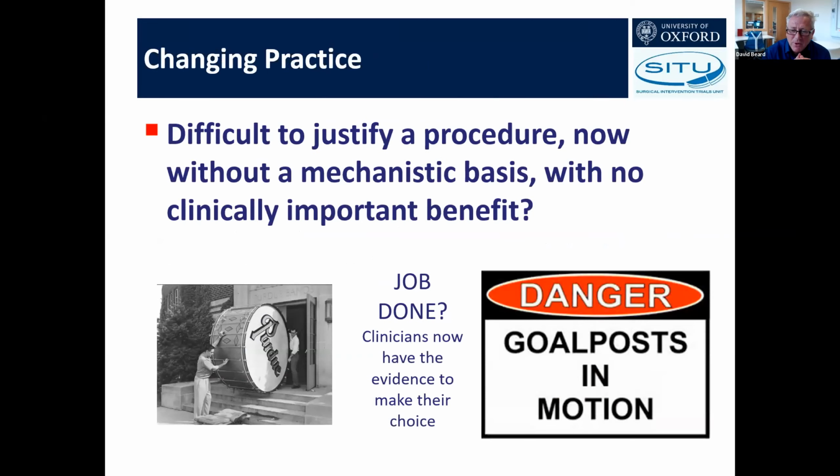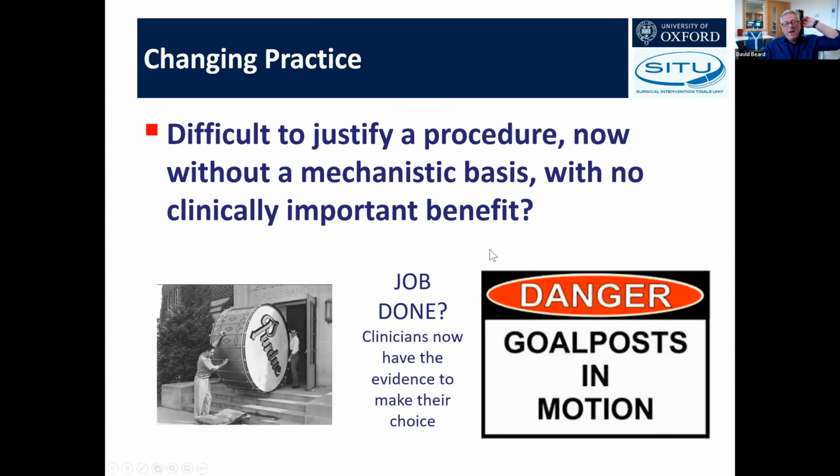You go, well, do you know what? We probably shouldn't be doing this, but it's not for me to say. The whole purpose of surgical trials for me is not to make those dictations. It's actually to provide information for clinicians to make their choice. And so for us, study done, clinicians have the choice to do it. I thought that was it, job done.